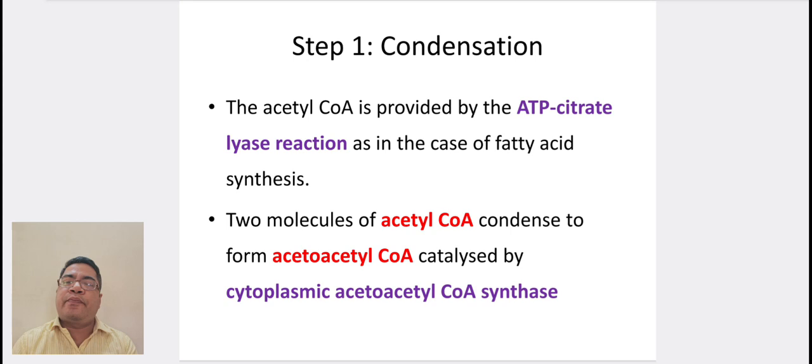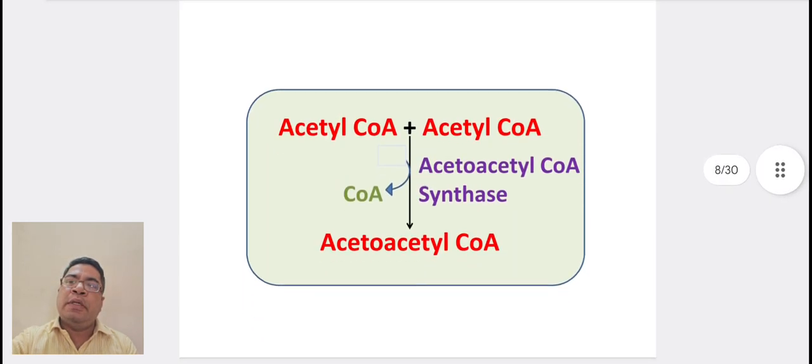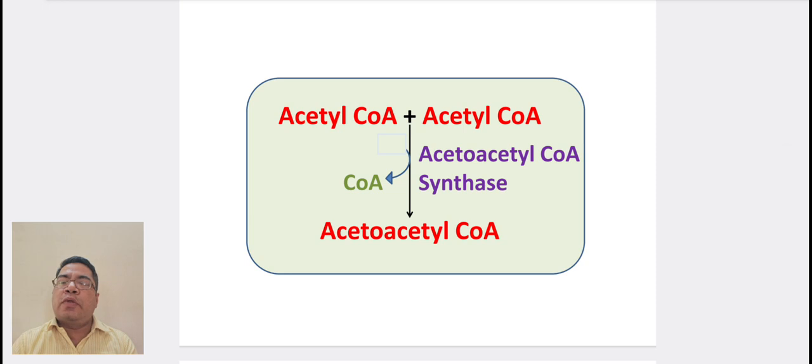Coming to step 1, condensation. The acetyl CoA is provided by the ATP citrate lyase reaction as in case of fatty acid synthesis. Two molecules of acetyl CoA condense to form acetoacetyl CoA catalyzed by the cytoplasmic acetoacetyl CoA synthase. In this diagram we can see two molecules of acetyl CoA combine to form acetoacetyl CoA with the removal of CoA, in the presence of the enzyme acetoacetyl CoA synthase.